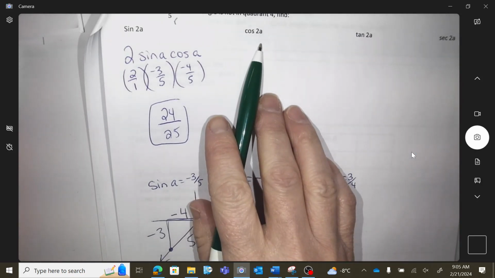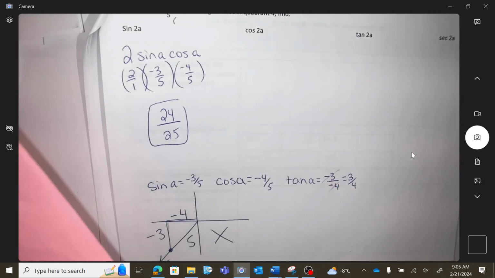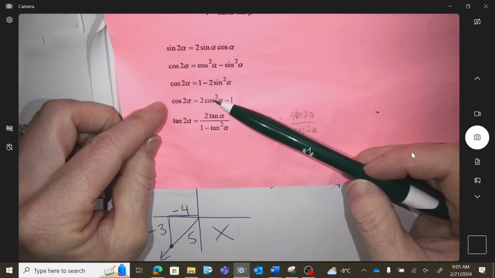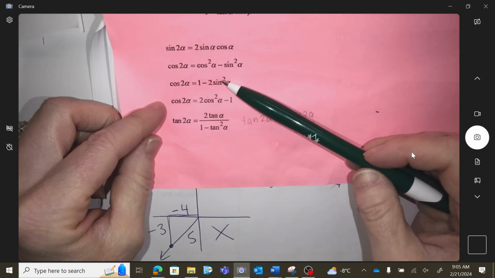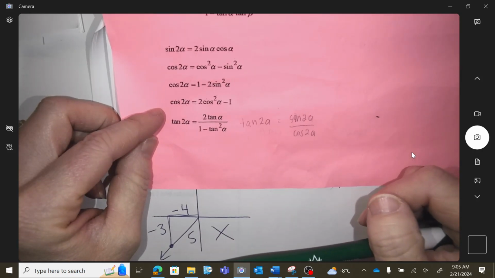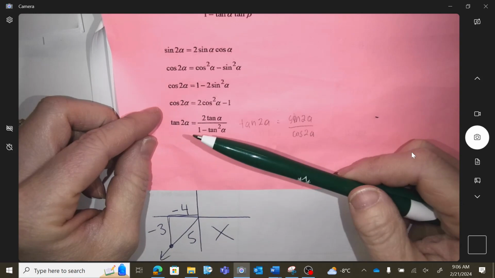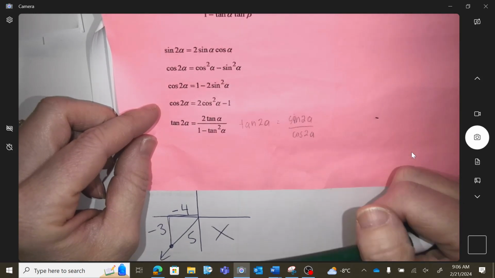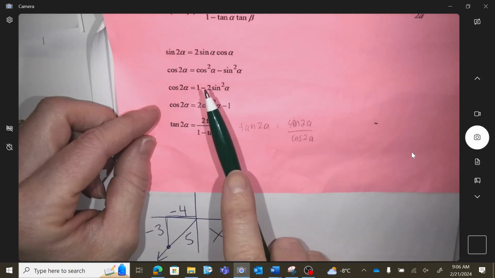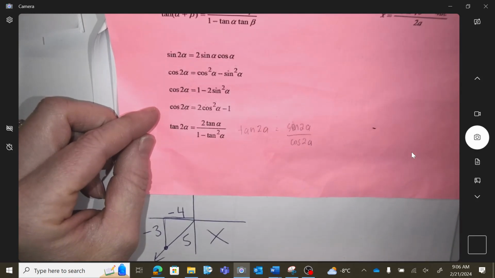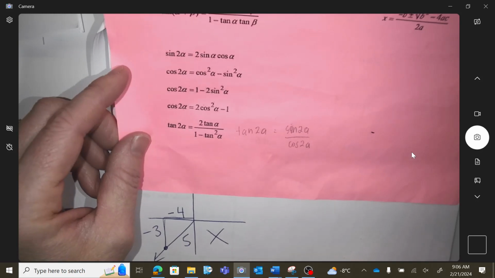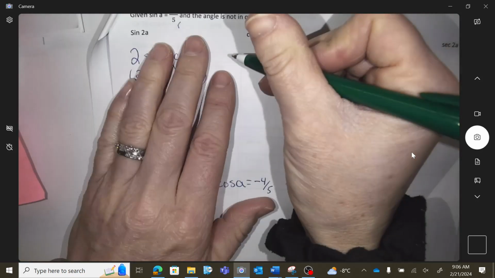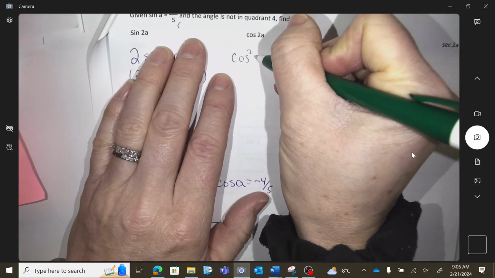Okay, cos 2A. This one's a little bit different because look, there are 3 options. 3 different options. Does it matter? No. You can pick whichever one you want. We're all going to get to the same answer. If you pick this, your partner picked that, you should get to the same number. I'm going to pick the first one. And again, if you want to try a different one to prove that you can do the same as me, that'd be great. But this is the one I'm going to pick.